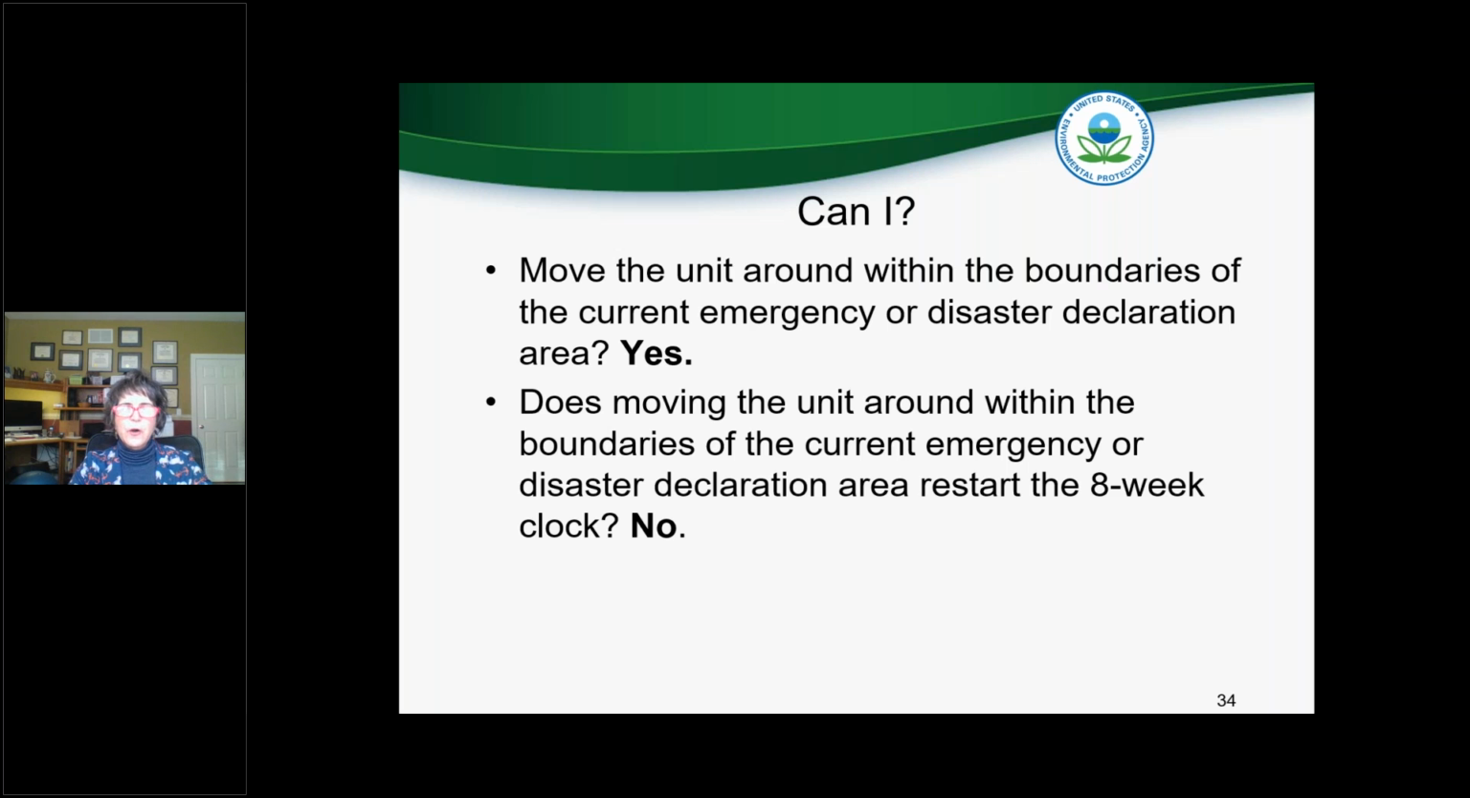I'm going to walk you through a few scenarios. We often get these questions when there is a natural disaster, so I created a few slides here that will walk you through some what-if scenarios. One of the questions we often get is, if I have an OSWE unit, can I move it around? And the answer is yes, within the boundaries of the current emergency or disaster declaration. If you move it outside of that emergency or disaster declaration area, then you're going to start a new 8-week clock and start having to follow the requirements anew.